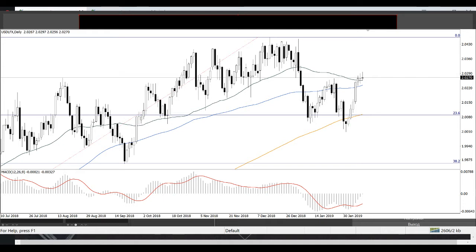Last week, US President Donald Trump said that he didn't plan to meet with the Chinese President before the March 1st deadline to achieve a trade deal. And if there is no trade deal, then the United States promised to increase trade tariffs for Chinese goods, and this will certainly lead to higher levels of the USD and lower levels in the riskier currencies.